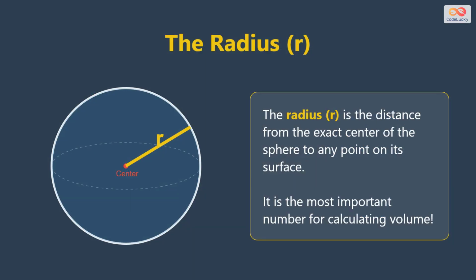The most important part of a sphere is the radius, represented by the letter r. The radius is the distance from the very center of the sphere to any point on the outside edge. You will need this number for our calculation.